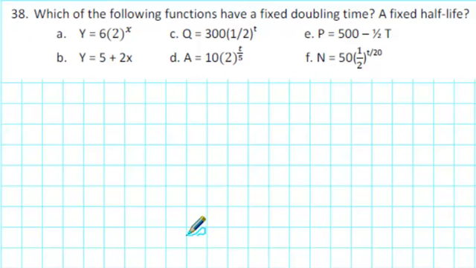Which of the following functions have a fixed doubling time, a fixed half-life? In A, we're given the function y is equal to 6 times 2 to the x. Let's use a graphing calculator to explore this function.